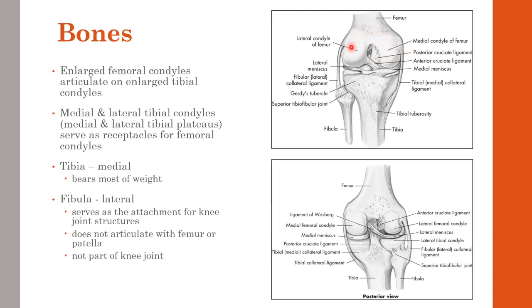Here at the knee joint, you notice that we have the condyles of our femur articulating with the enlarged tibial surfaces that receive those femoral condyles. You'll also notice that we have this fibular bone. This would be located on the lateral aspect.